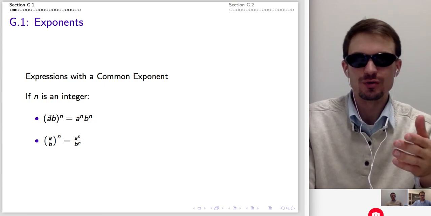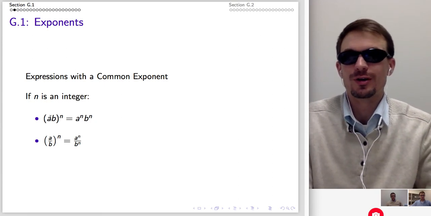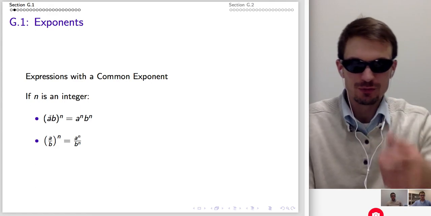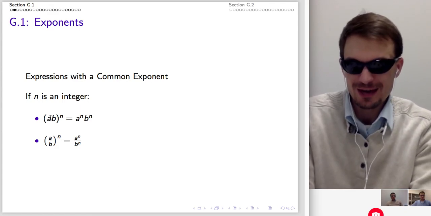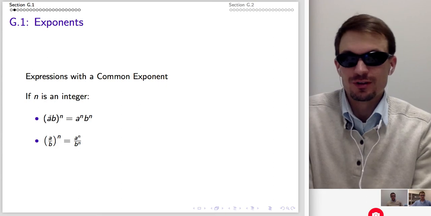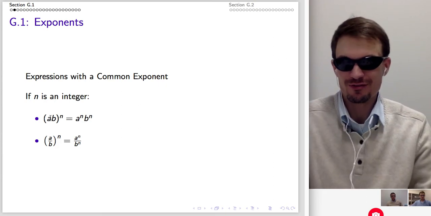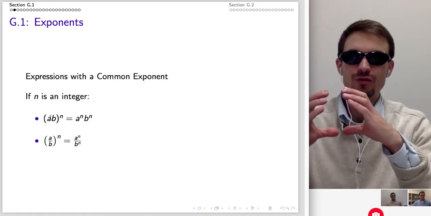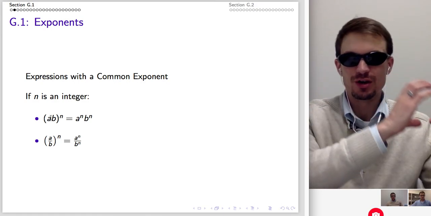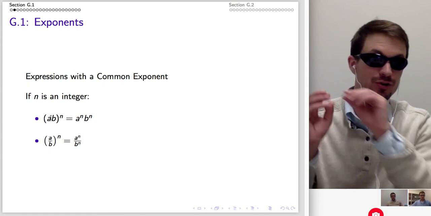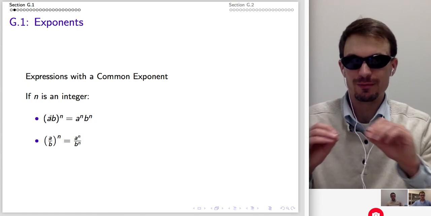And when you do that, you'd have a squared times b squared. And on a smaller scale, that's exactly what this general one is doing for any n. And the same thing for the fraction, the same thing for a over b to the n. What we literally have there is this fraction, a over b times a over b times a over b, n times. Remember, you multiply numerator to numerator, denominator to denominator.